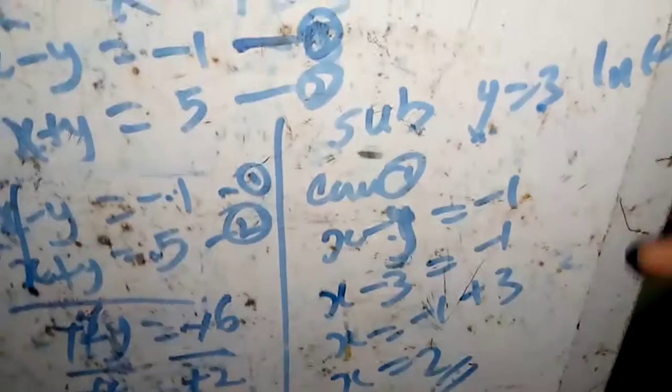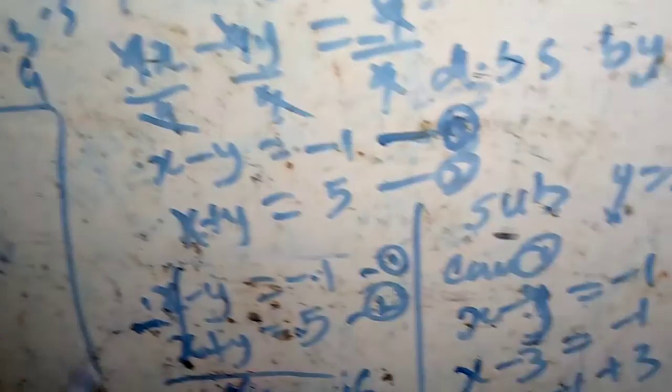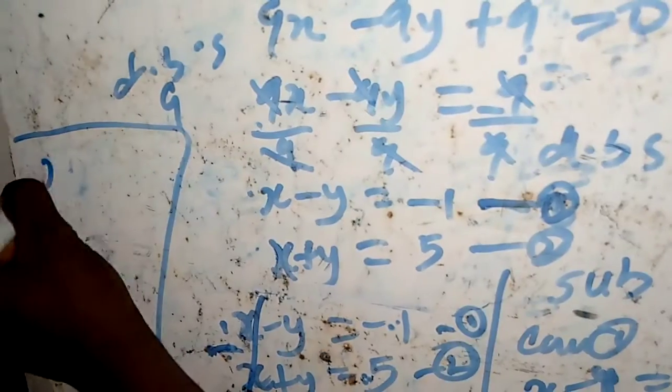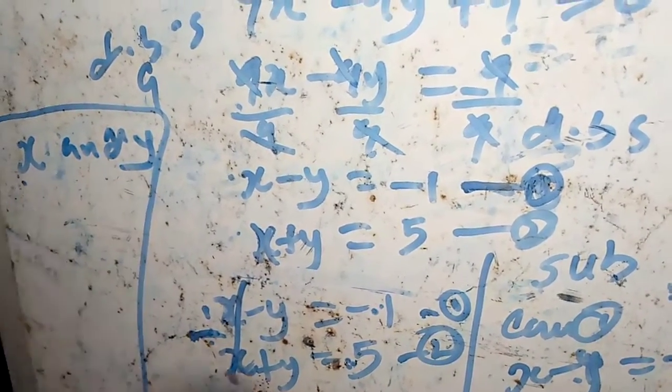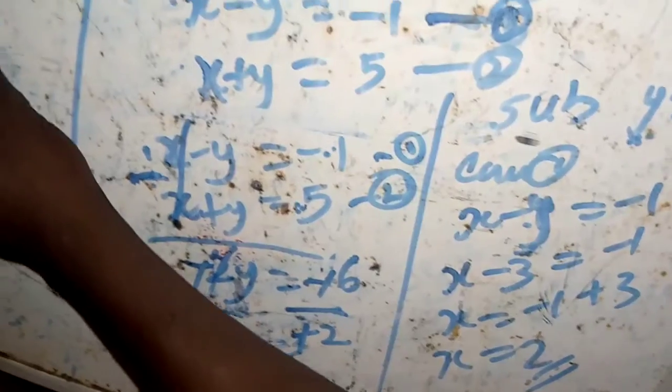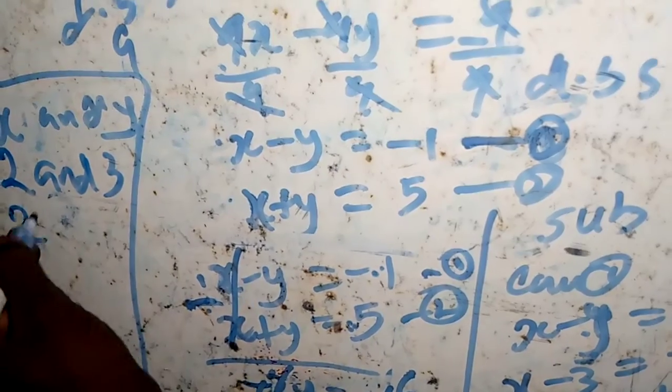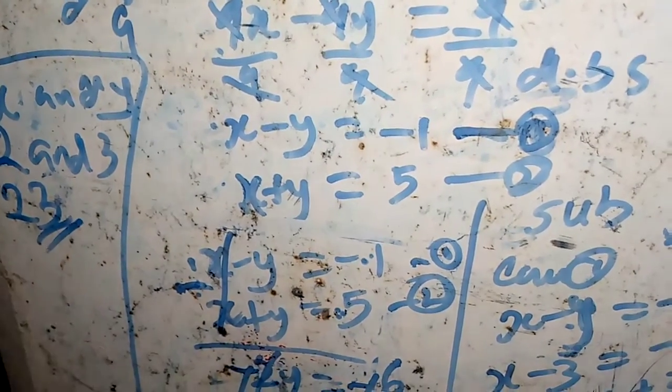So now we are about to arrive at the answer. Now, the number is what? Since x and y is the number, the number here is 2 and 3, meaning that 23. So the number is 23. That's the final answer.